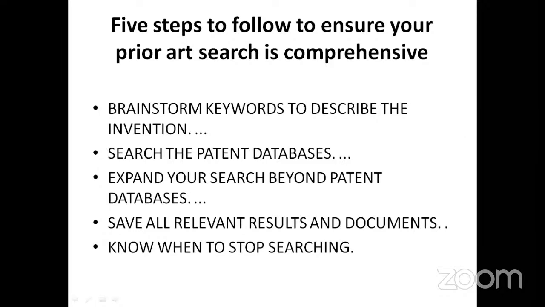There are so many databases. The US database is there, European is there, Indian, and also PatentScope. The most important is Google Patents, which covers all the patents in the world. These are some of the free sites which you can utilize. Expand your search beyond patent databases. In addition to that, you have to go through other documents like publications and even pamphlets or company brochures, and save all relevant results and documents. When you start searching, it will be like a big ocean. You should know when to stop.